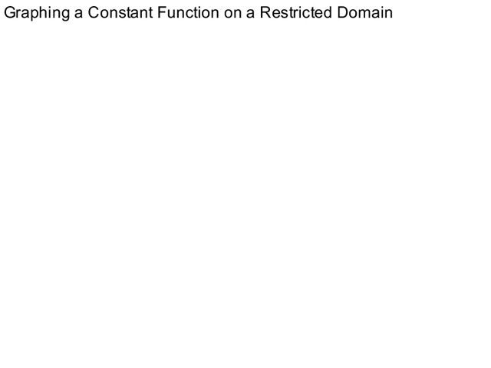Let's take a look at graphing a constant function, and specifically the purpose here is to look at it on a restricted domain. So a constant function is simply f of x equals a number, meaning that no matter what the input is, the output is the same number every time. So an example of this might be f of x equals 2.